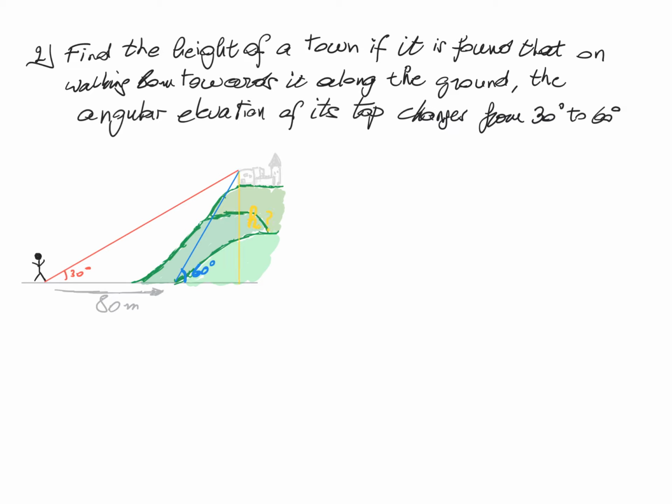To solve this, let's again give names to the different points. So the origin here is O, where he starts. Let's call the point after 80 meters A. The point here is Q, and this point we call P. The height is equal to the distance between P and Q. Since we know the distance OA, that's something we will want to use.